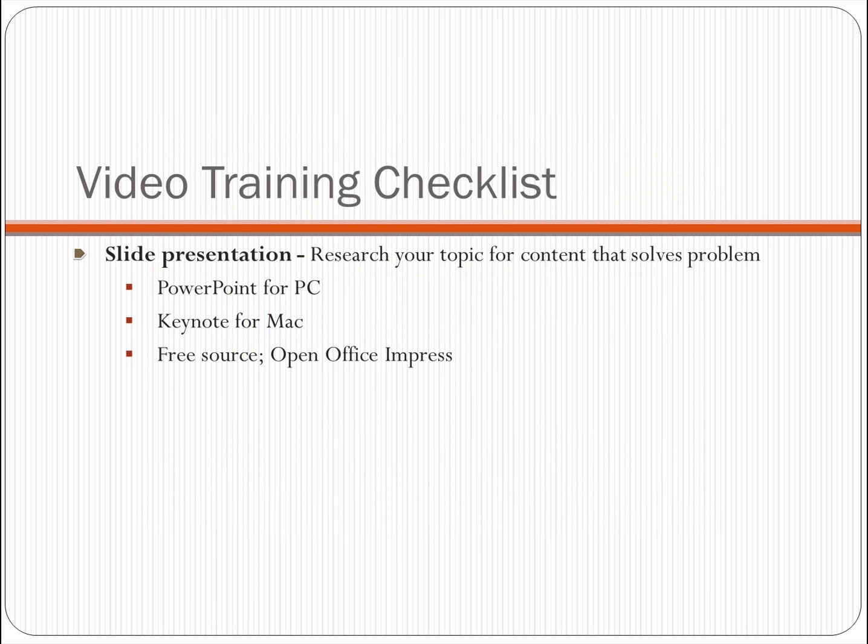So here's your video training checklist. First, you're going to have slide presentations, so research your topic for content that solves a problem. You can get PowerPoint for PC, Keynote for Mac, and you can also use OpenOffice Impress, a free resource that you can get at openoffice.org. It's a very good free tool that you can use to create your slide presentations.